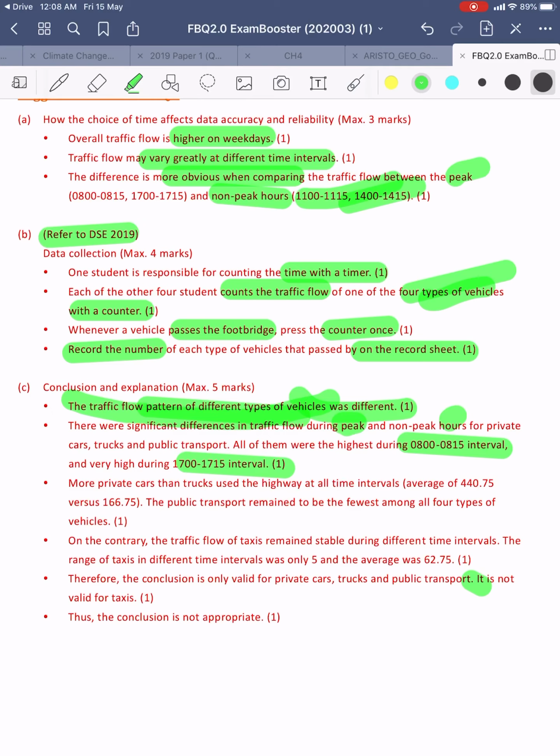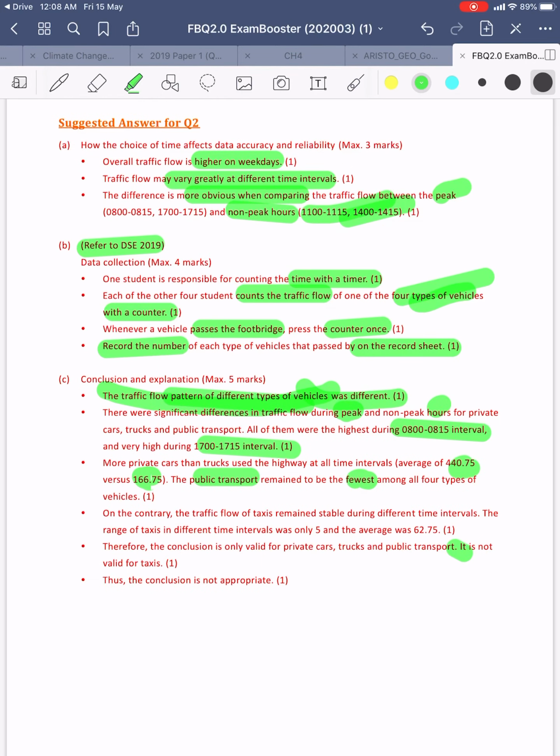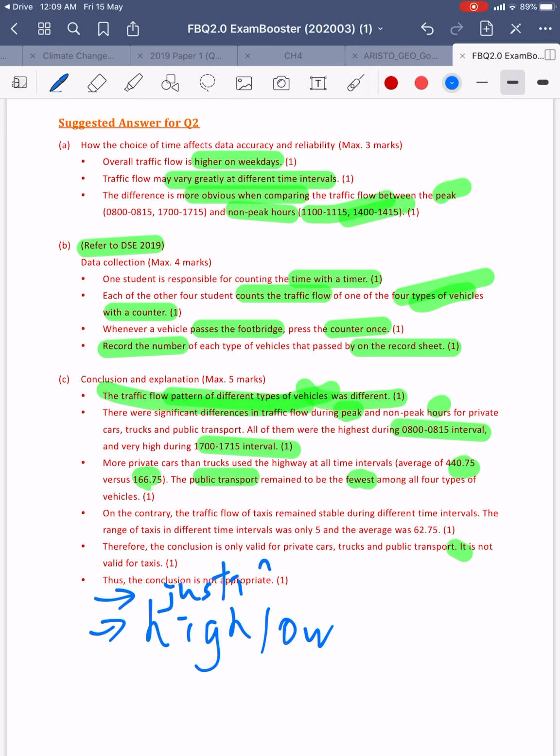And then you can give me some extreme data. Let's say the private car count can vary between 400-something to 100-something. And for the public transport, you can also tell me the fewest, not just the most. Give me the top and then give me the bottom. Give me the high and then give me the low. First of all, justify the hypothesis, right or wrong. And then give me the high, give me the low, and also quote with data.